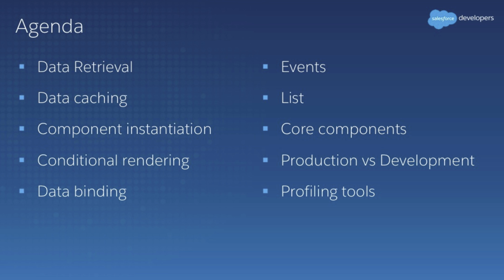So the agenda for today, we have a lot to cover. We'll start with some data access strategies and how that impacts performance. We'll speak about instantiation of components and how that impacts performance. And then we'll have some specific items around events, lists, and core components and things like that. So let's get started.